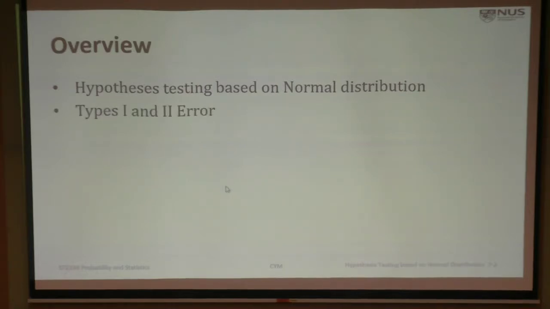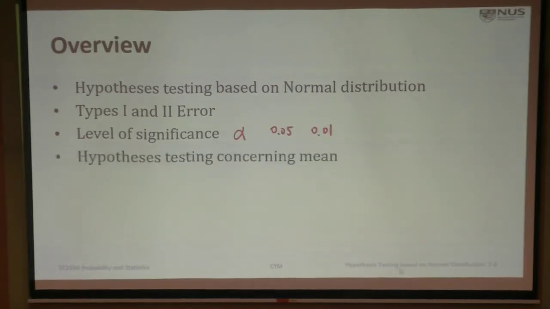So we'll discuss type 1 and type 2 errors. In fact, we have to set the hypothesis, how to set hypothesis. And we also talk about level of significance, which is alpha, usually. And usually it takes 5% or 1%. So then we talk about specific problems about hypothesis testings concerning the population mean.